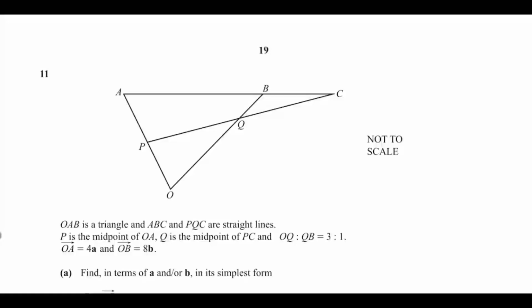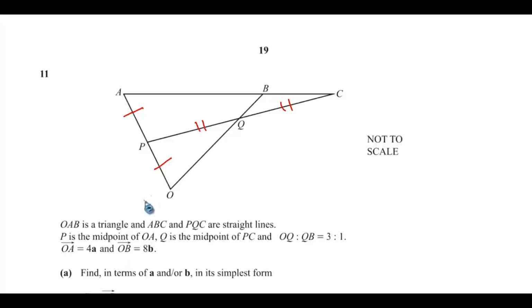Question 11 from paper 058043 October November 2019. OAB is a triangle and ABC and PQC are straight lines. P is the midpoint of OA, so that means OP and PA are equal. Q is the midpoint of PC, so that means PQ and QC are also equal. And the ratio of OQ to QB is 3:1.